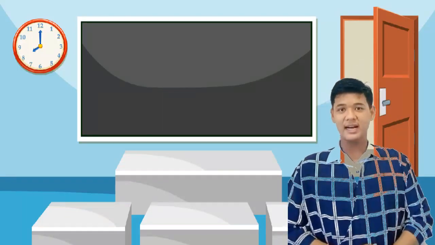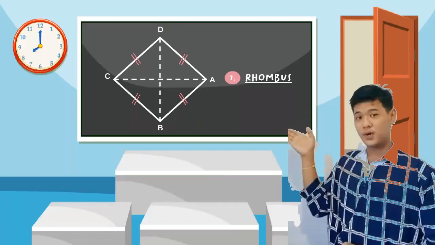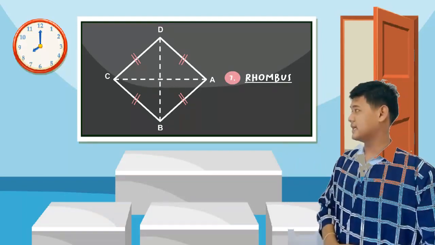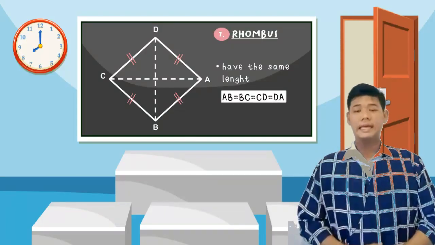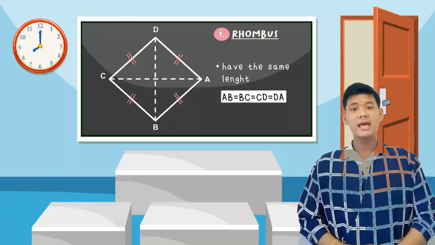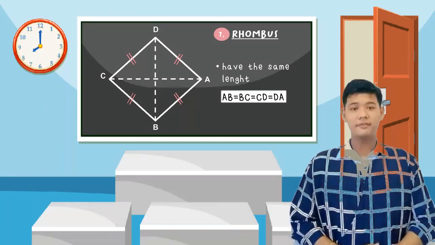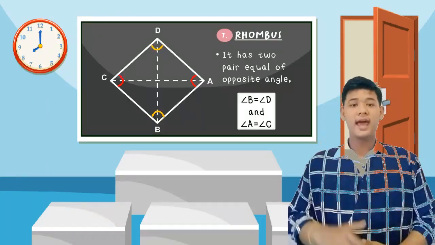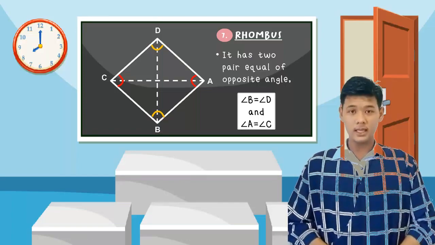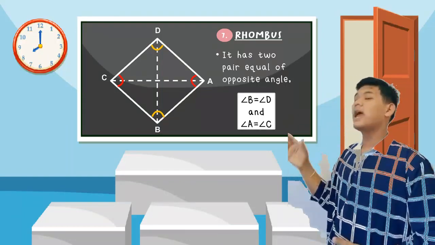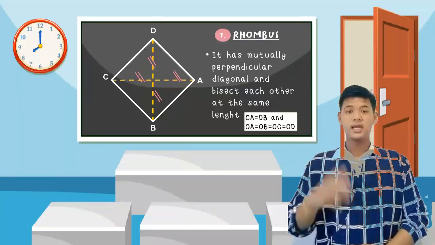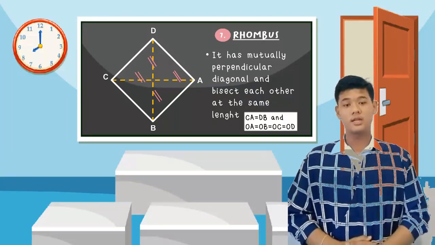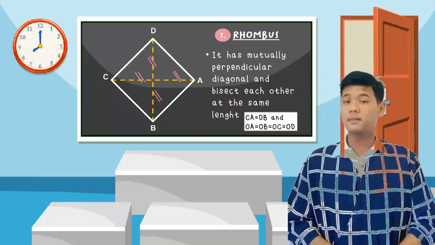Okay, next everyone, the topic is rhombus. So, can you look at the picture of rhombus ABCD? From the picture, we know the characteristics of a rhombus. The characteristics of a rhombus are: 1. AB, BC, CD, and DA have the same length. 2. It has two pairs of equal opposite angles, angle B equals angle D, and angle A equals angle C. 3. It has mutually perpendicular diagonals that bisect each other.